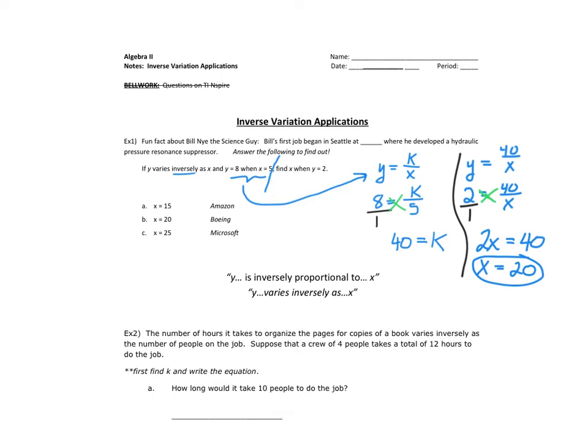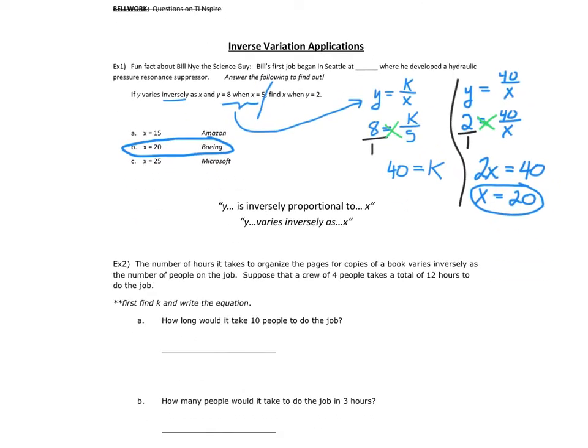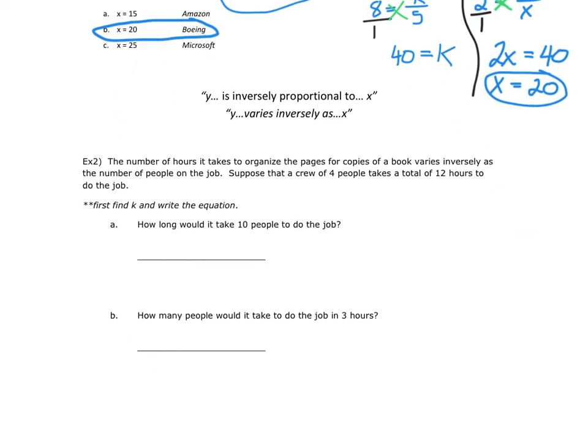So the answer to this little fun fact about Bill Nye is that his first job in Seattle was at Boeing, and that's where he developed that resonance suppressor. Research that, figure out what that does. So that was the gist of inverse variation from yesterday's lesson, and then there was direct variation built in. We're going to focus on inverse for our applications.